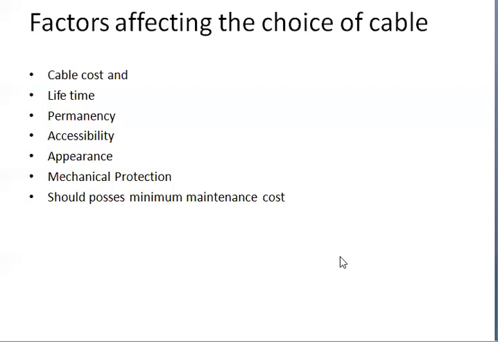And the next one is accessibility. After the cable is installed, if it requires any modification like alteration, extension, or replacement, it should possess good accessibility. And the next one is appearance. Cable should provide a good look once it is installed for a particular application. And the next one is mechanical protection. That means the cable should not get damaged mechanically when it is used in a particular application. And the last one is it should possess minimum maintenance cost. So this is about the factors affecting the choice of cables.